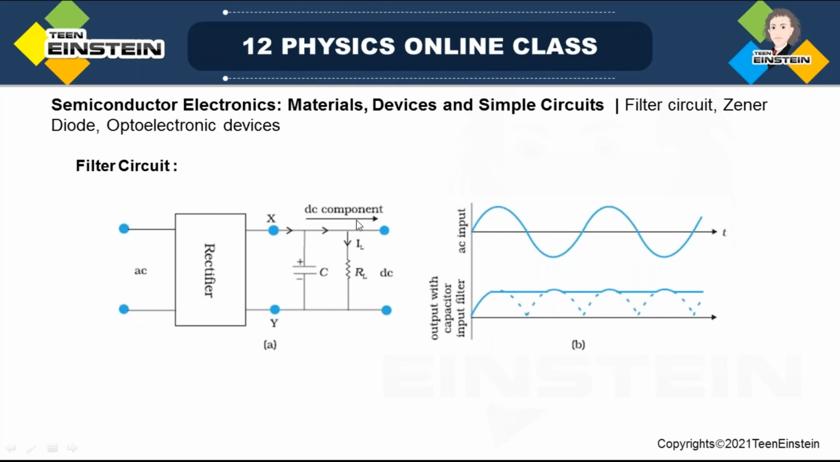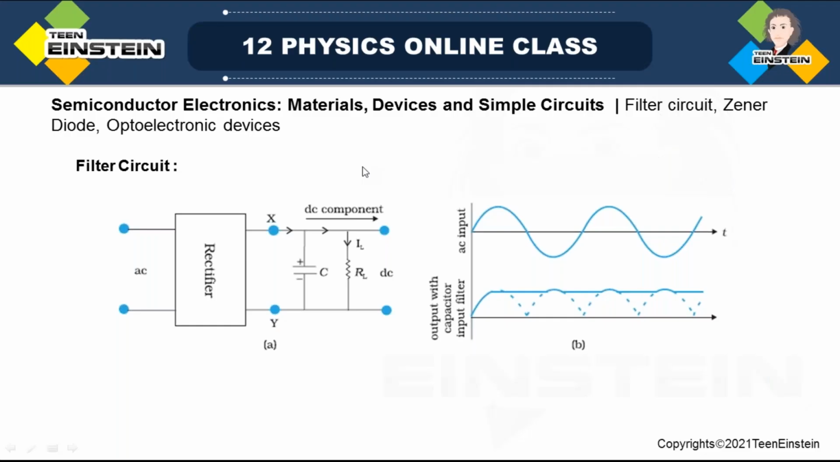So, very good evening, students. Today, we'll be discussing another important topic in the semiconductor electronic devices chapter. Here today we'll be discussing the filter circuit, I'll tell you what that is, and the Zener diode, and we'll try to learn about optoelectronic devices.